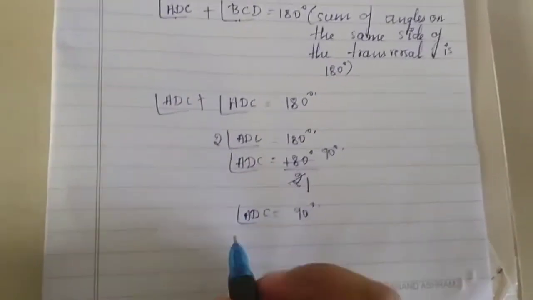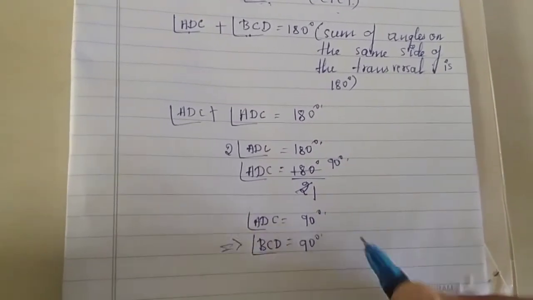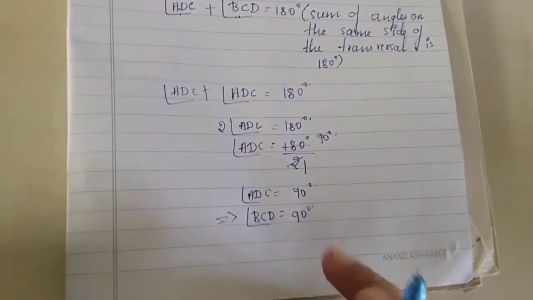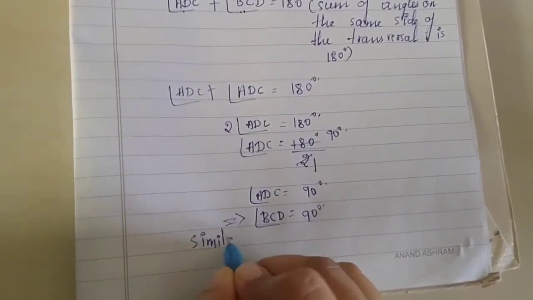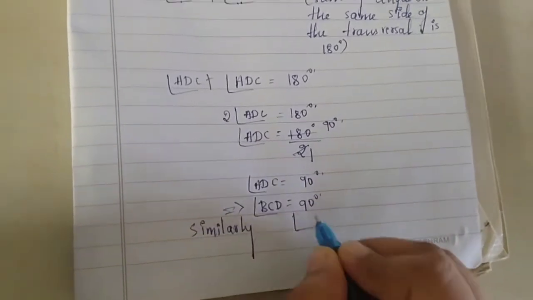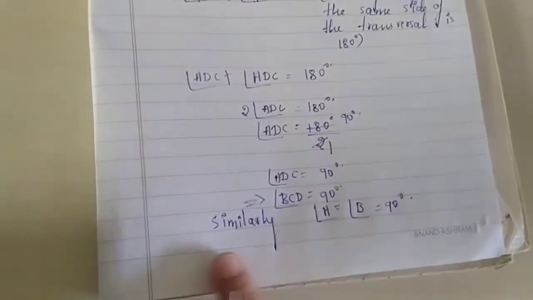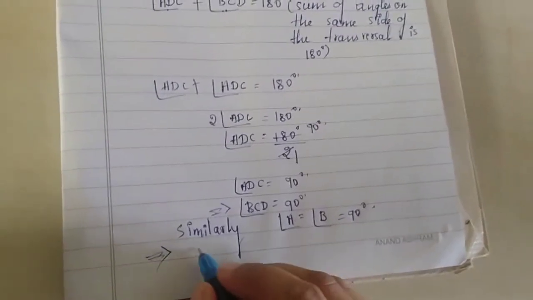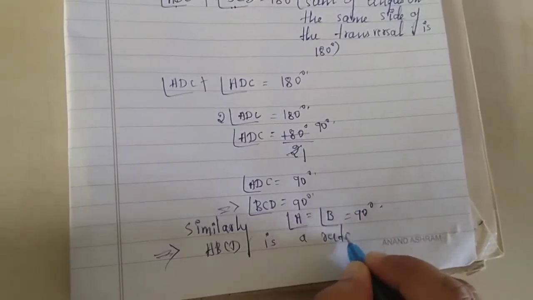So if angle ADC is 90 degrees, this implies angle BCD is also equal to 90 degrees, because angle ADC is equal to angle BCD, right? So now similarly you can prove for the next one. Similarly, angle A is equal to angle B is equal to 90 degrees. Okay, so similarly you can prove the same thing. So for that sake, this implies ABCD is a rectangle.